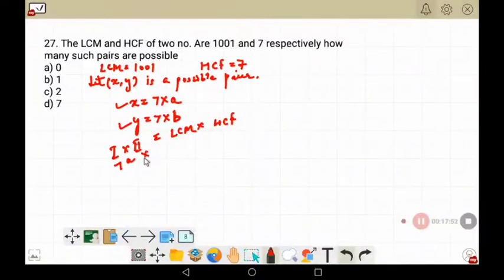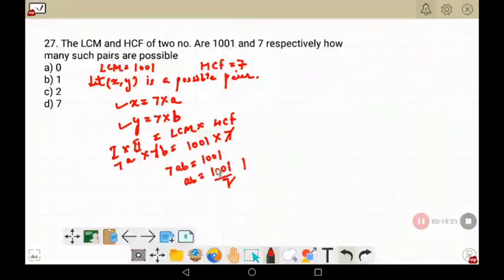The value of the second number is 7b. Now what is LCM? LCM is given to us as 1001 and HCF is 7. The 7 is cancelled with 7, so 7AB equals 1001. AB equals 1001 upon 7. Now 7 ones are 7, we get 3, 0, 30, 7 4s are 28, we get 21, 7 3s are 21. So AB, the product of the two numbers, is 143.